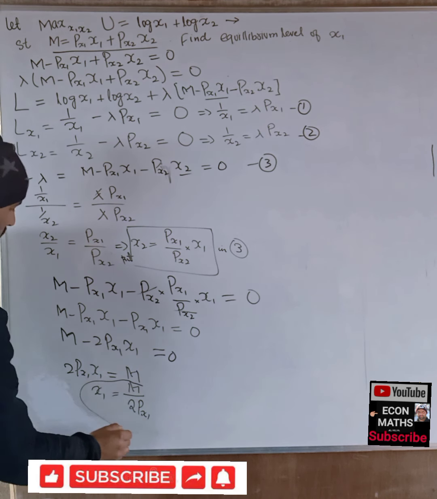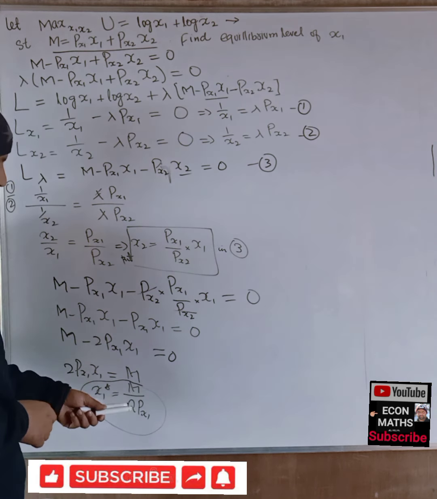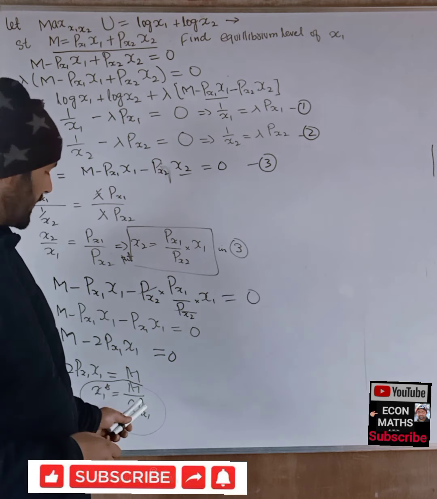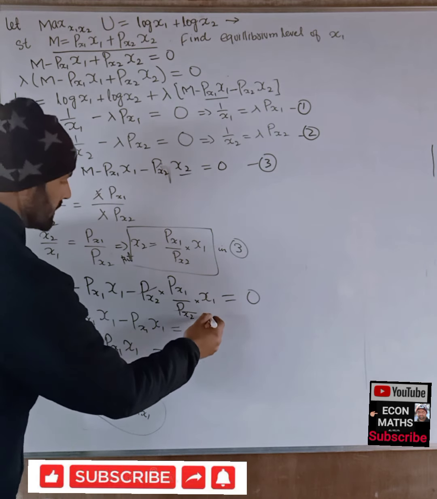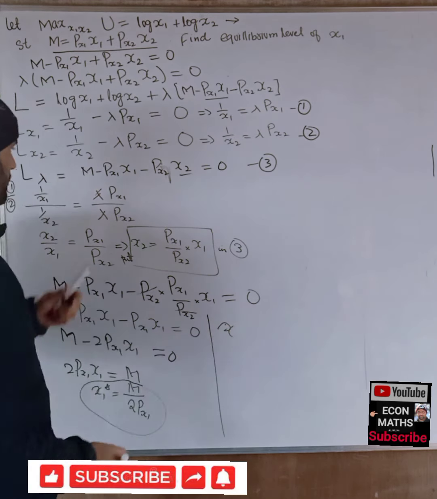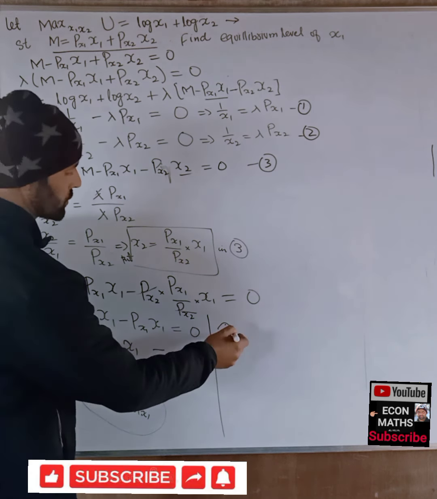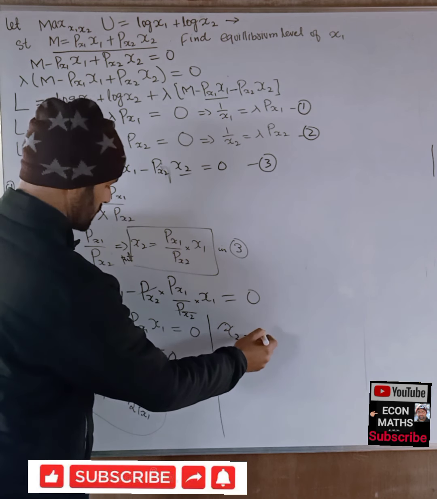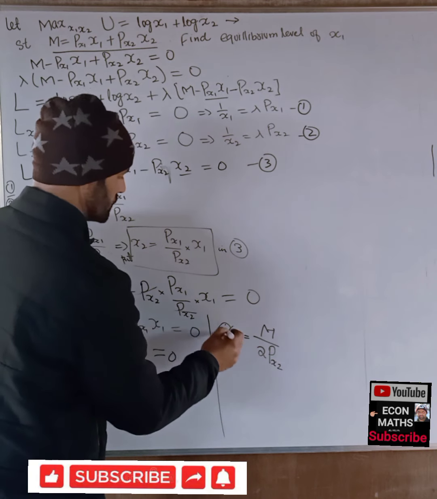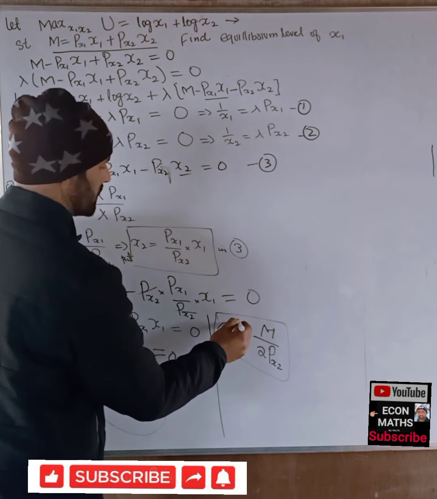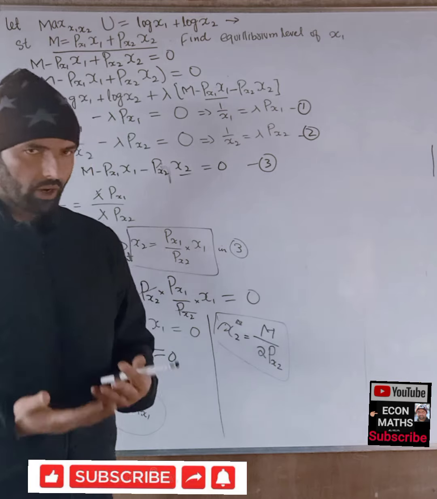So the optimal value of x1 is m divided by twice p x1, that is the total income divided by 2 times the price of x1. Similarly, if we put x1 in the third equation, we will get x2 equal to m divided by twice p x2. So these are the optimal bundles which we can buy to optimize our utility.